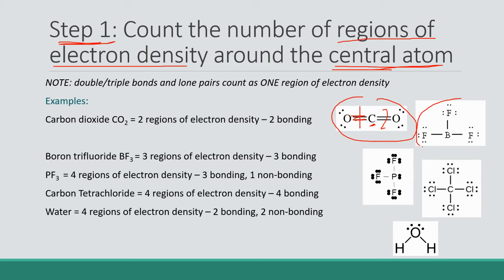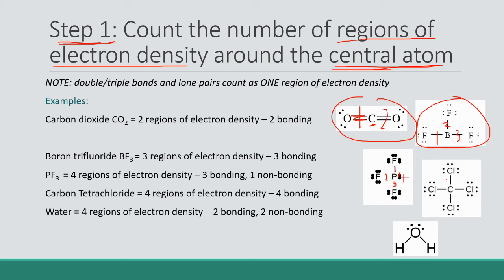This one is boron trifluoride, and there are 3 regions around the central boron atom. 1, 2, 3. So that's got 3 regions or areas of electron density around the central atom, and they're all bonding. There's no lone pairs on the boron. This example here has got 4: 1, 2, 3 bonding, and then this lone pair would be 4. So we count this as 4 areas or 4 regions of electron density, 4 electron clouds around the central phosphorus atom.